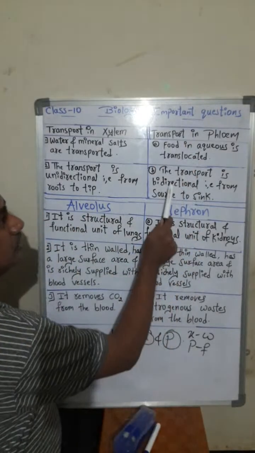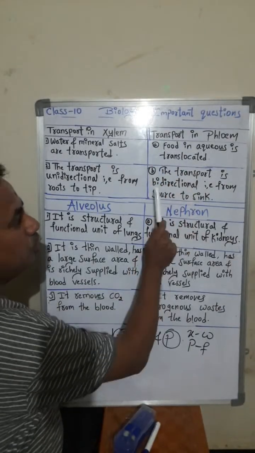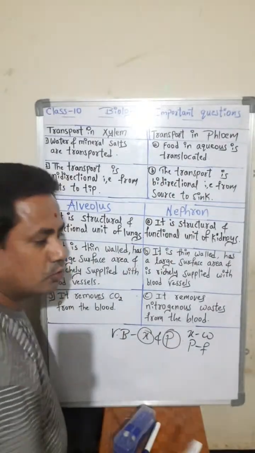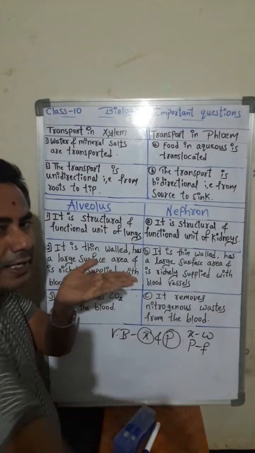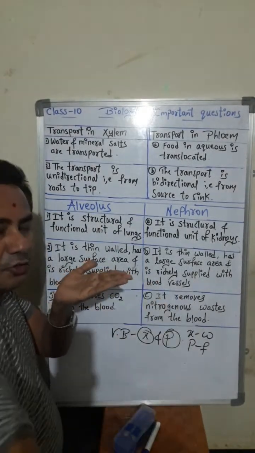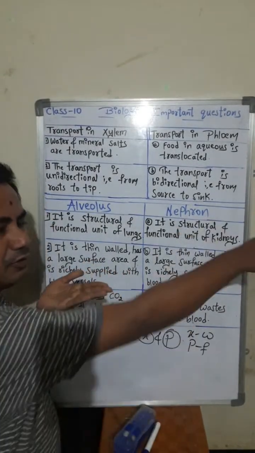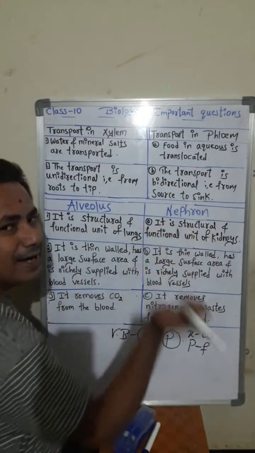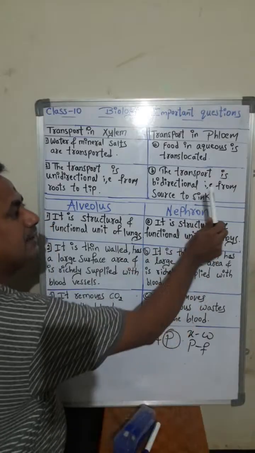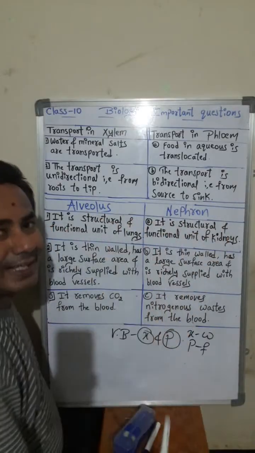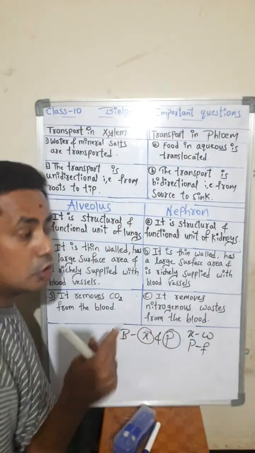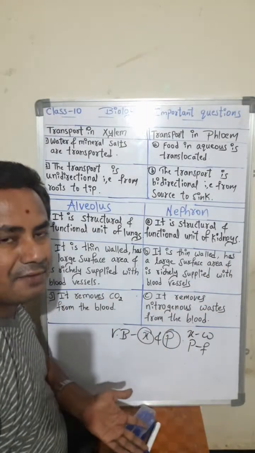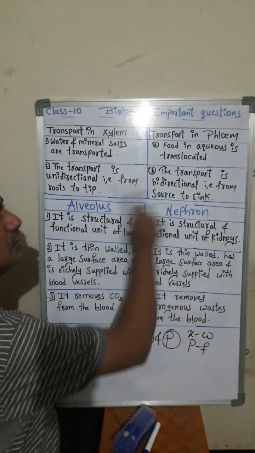So here in phloem, the transport is bidirectional, students. The leaf is sending the food, and if the food is stored, it will come back and go to different parts. So the transport is bidirectional, okay, and that is source to sink. From the source, to wherever the food is not available, to all the parts the food is sent.